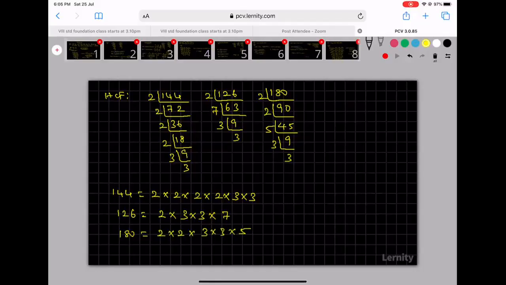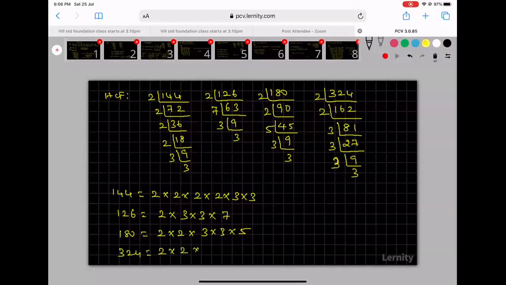Then next one is 324. If I divide with 2 I will get 162 and divide with 2 I will get 81. Here 3 table, 27, and 3 table this is 9 and 3 threes are 9. Okay, then 324 I can write as 2 into 2 into 3 into 3 into 3 into 3, 4 threes. Okay, now I want to search which one is common. Here you see first 1 2 is common.